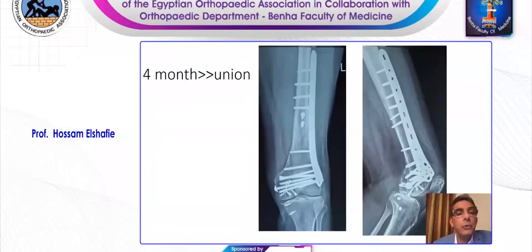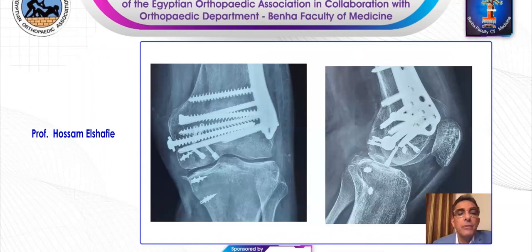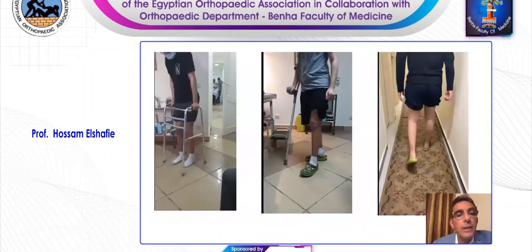The X-ray after 4 months shows the fractures healed. In the picture we can see all fractures were healed. This is the patient 4 months post-operative. He was fully weight bearing after 5-6 months, with flexion deformity and range of motion from 30 to 90 degrees. He was intensively sent to physiotherapy.